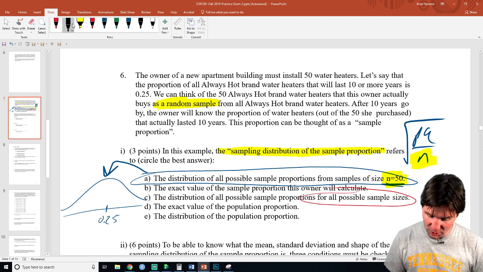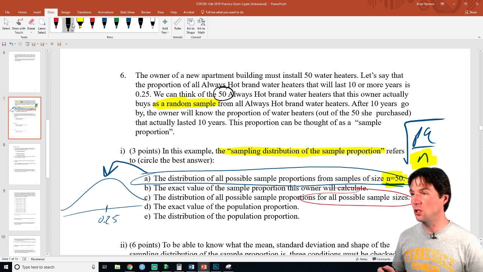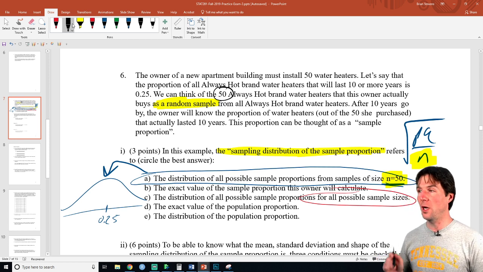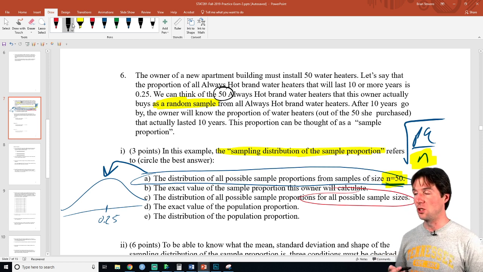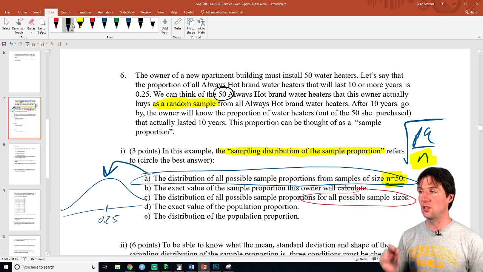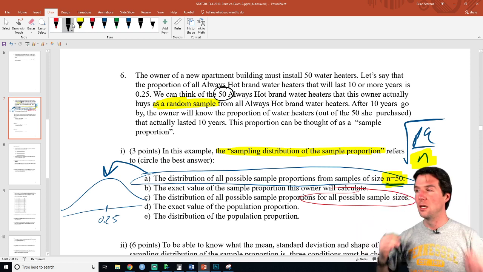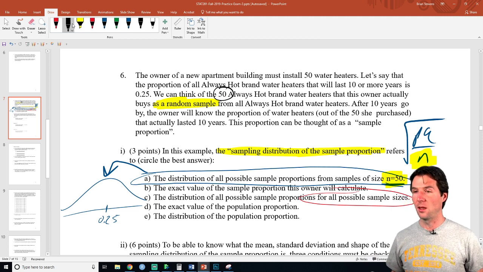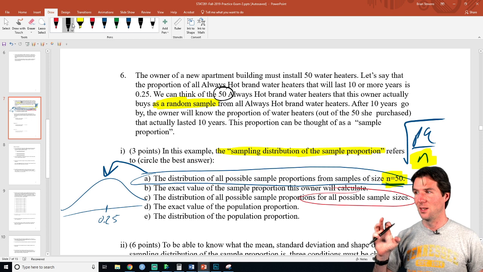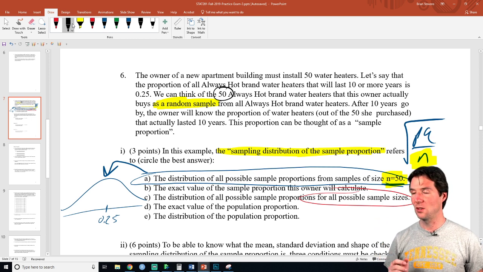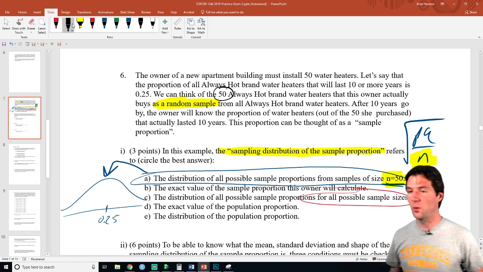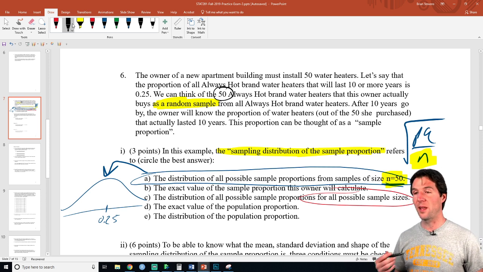What would you write for condition 2 right here? Condition 2 relates to that 50. Condition 2 is that less than 10% of the population is sampled. So we'd have to assume that this company that makes hot water heaters makes at least how many hot water heaters? Because we're going to take a sample of 50. So we have to assume that the sample of 50 is what to the population? And what would we write as an answer in this part? Yes, Tab's got it right there. We'd say the sample of 50 is less than 10% as long as they make at least 500.